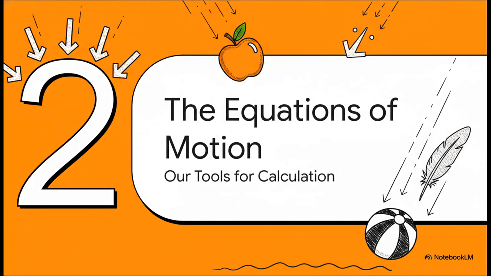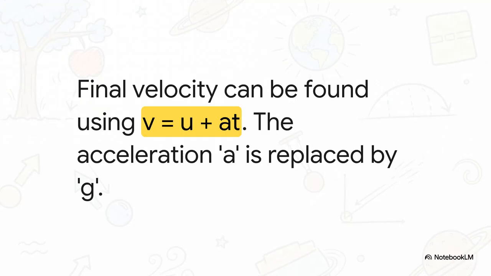So, the fact that g is a constant acceleration is actually very good news for us. It means we can use a standard set of three powerful equations, which you already know as the equations of motion. All we need to do is make one tiny change. We just replace the general acceleration a with our specific acceleration g. These three equations are going to be our main tools. Let's look at the first one, v equals u plus gt. This equation is perfect when you need to find out how fast an object will be going, that's its final velocity, v, after a certain amount of time t has passed.